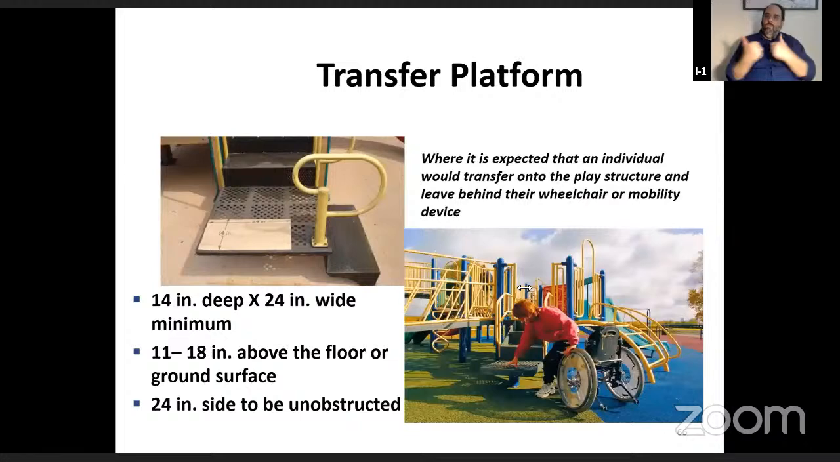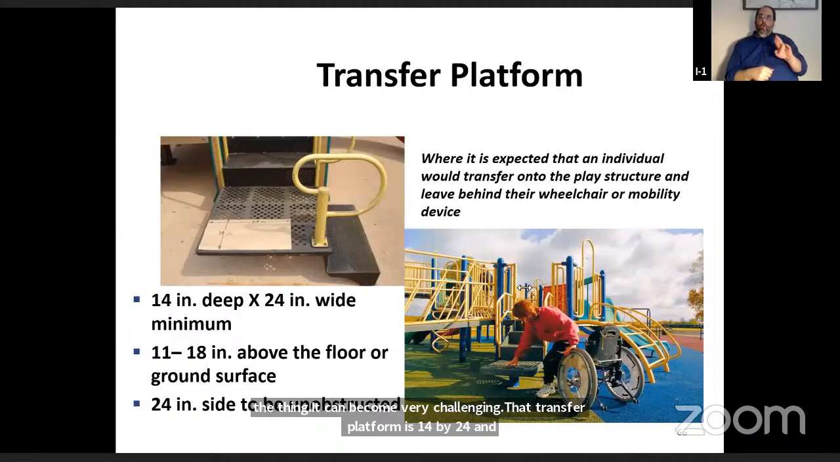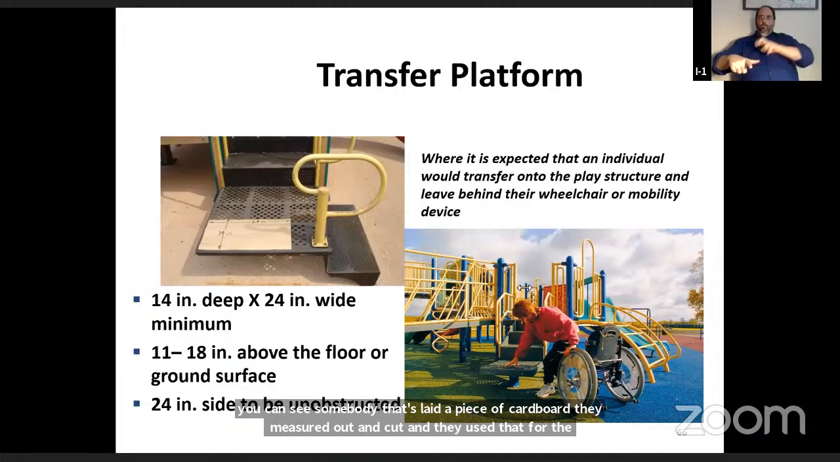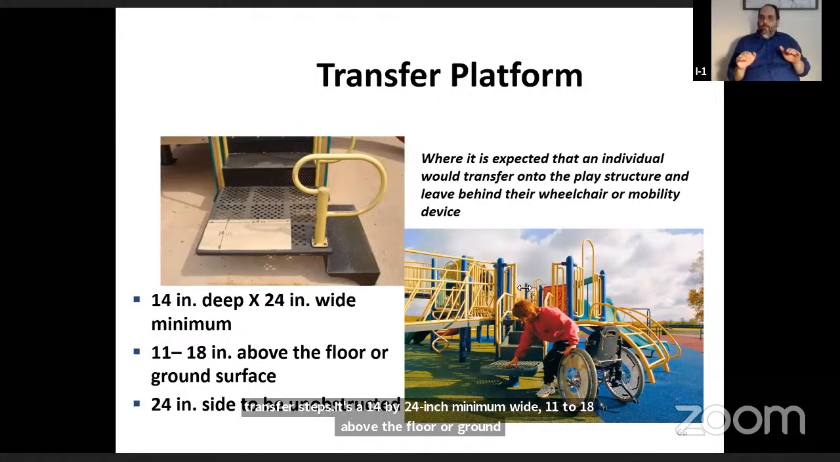That transfer platform is 14 by 24, and you can see here's somebody that's just laid a piece of cardboard, they've measured out and cut, and they use that for their transfer steps. It's 14 by 24 inches minimum, and 11 to 18 inches above the floor or ground surface is what the height requirement would be. And along that 24-inch side, it has to be free and unobstructed so that you could transfer onto it.